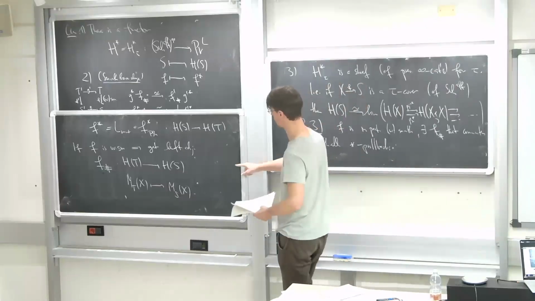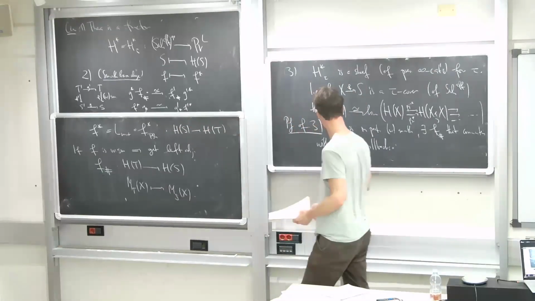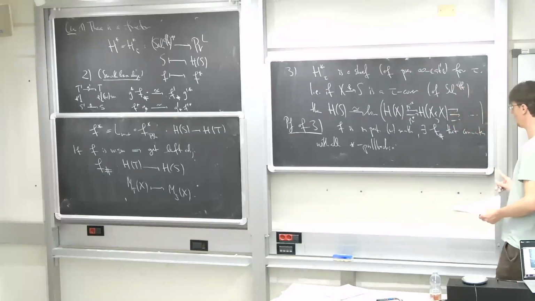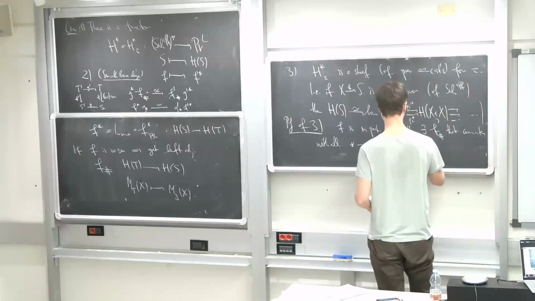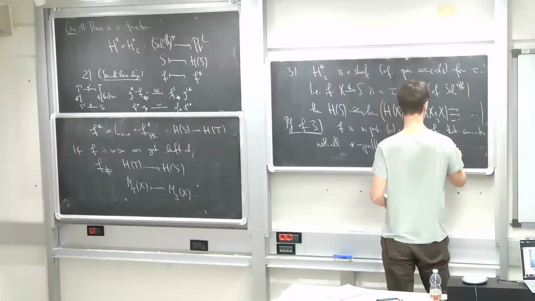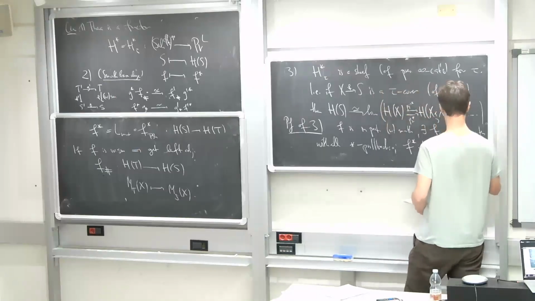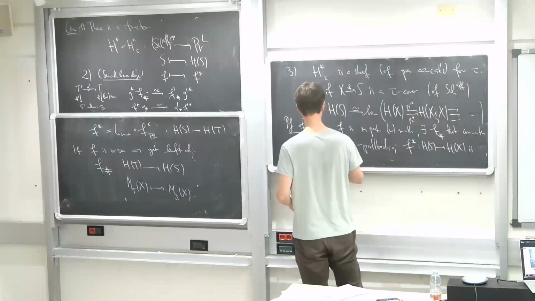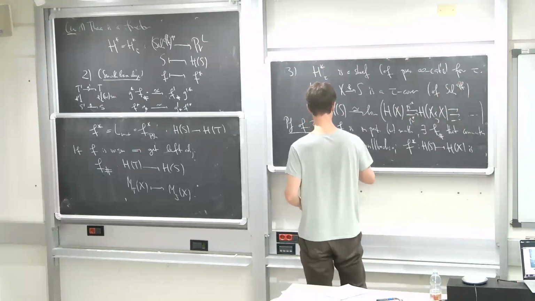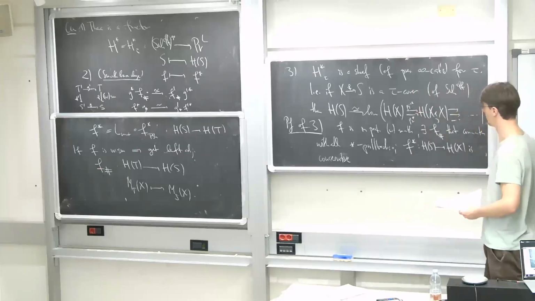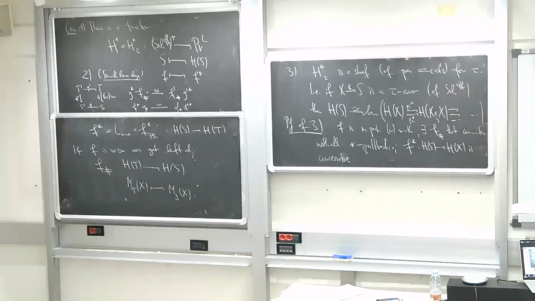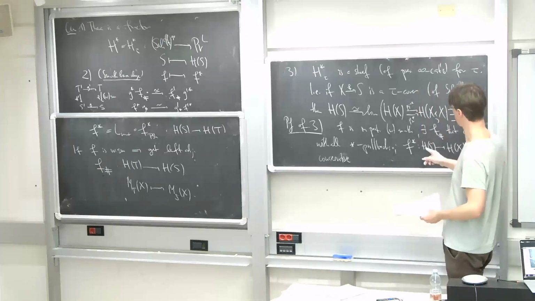Yeah, according to what I just said here. That's thing number 1. And thing number 2 is this F upper star from HS to HX is conservative. So here I'm using not only that it's a map, a weakly smooth map, but actually the tau cover. So this is conservative. Why?